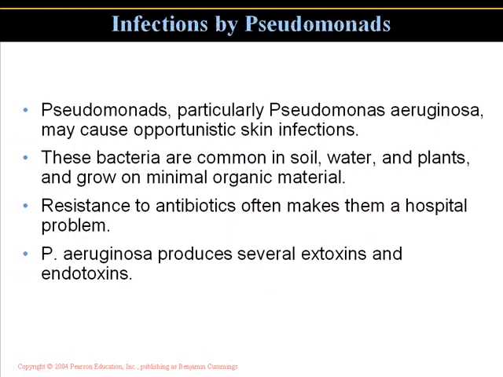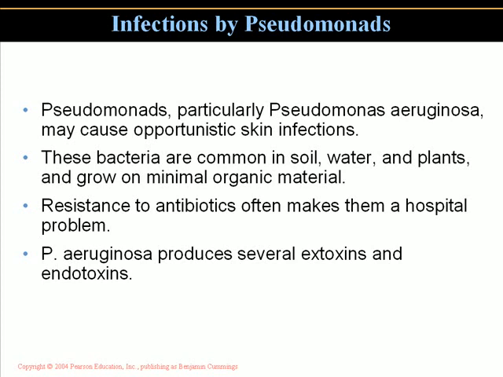Now, other infectious organisms that can invade the integumentary system include the pseudomonads, particularly Pseudomonas aeruginosa. You should commit that name to memory. Pseudomonas aeruginosa may cause a number of opportunistic skin infections. These bacteria are common in soil, water, and plants, and they grow in minimal organic material. They are resistant to antibiotics in many cases, and that often makes them a major problem in hospitals.